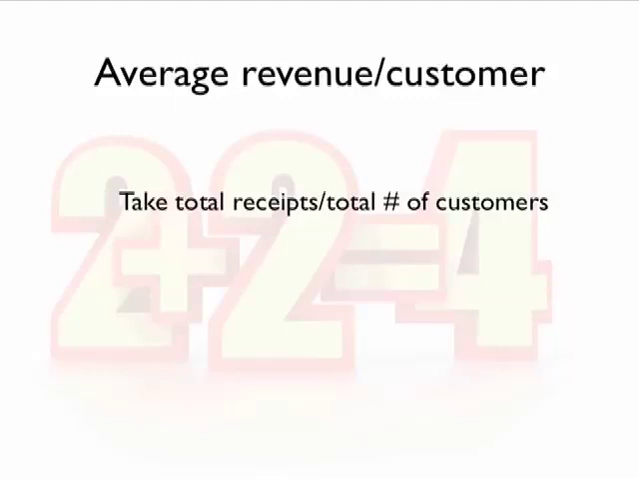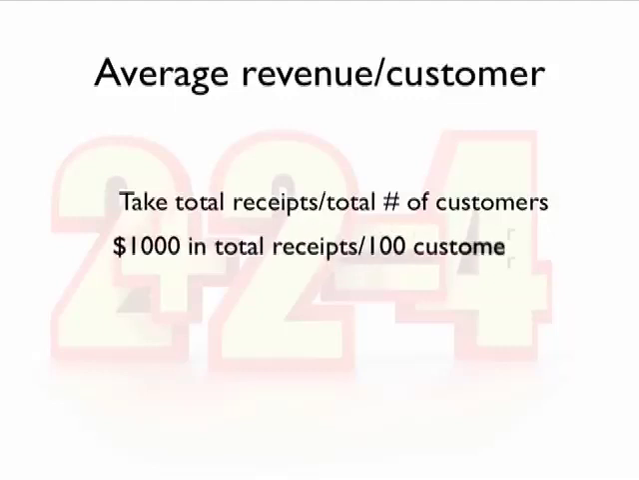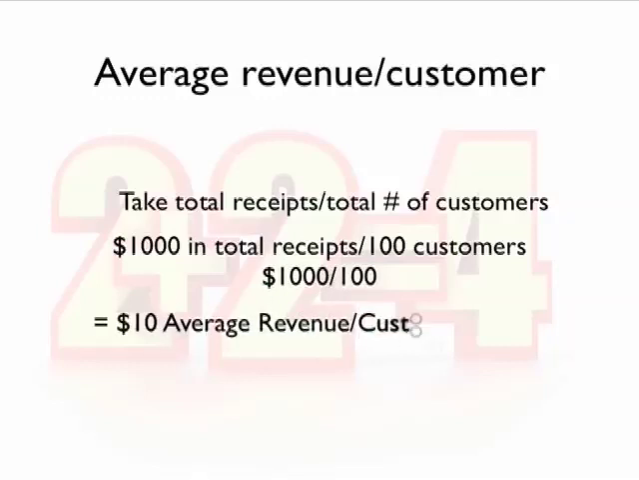So let's take an example. Let's say I had $1,000 in total receipts and 100 customers produced that $1,000 in total receipts. The math would look like this: 1,000 divided by 100. With this as my example, I would have a $10 average revenue per customer. That means that every person on average, when they walk in my door, they produce about $10 in revenue to me. This is an important number for a business owner to know, so take some time to analyze your books and figure this out.